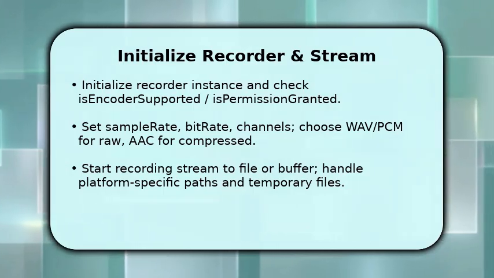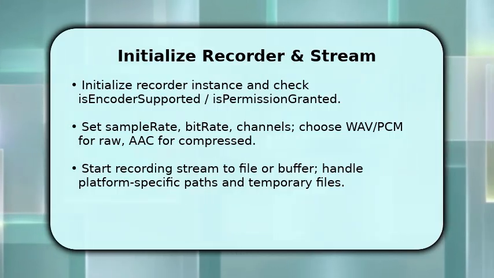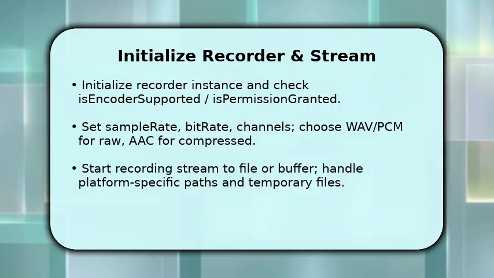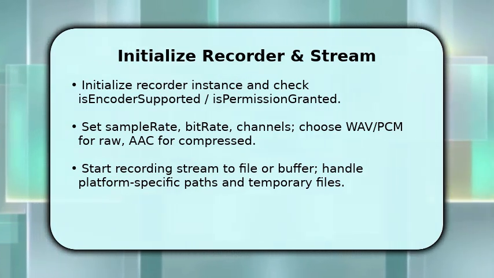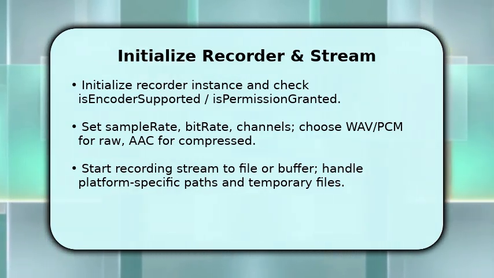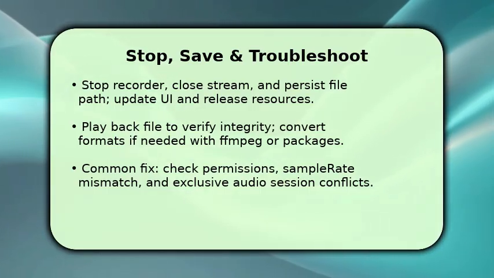Next, open the output file or buffer using path_provider to get a platform-safe temp path. Once ready, call startRecorder with proper codec and stream callbacks so you can monitor amplitude and write chunks to disk or upload. You finish by stopping and cleaning up the recorder, saving the output, and validating the file.